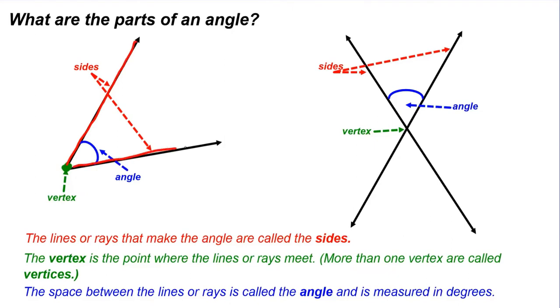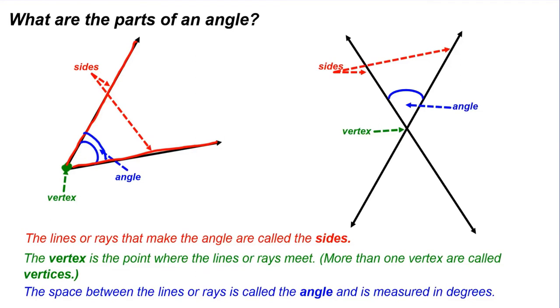And the space created by these, you can think of it like a door opening up, the space created inside of that is called the angle. And angles are measured in degrees from 0 to 360 degrees. So an angle is created by two rays or two lines that meet or cross.